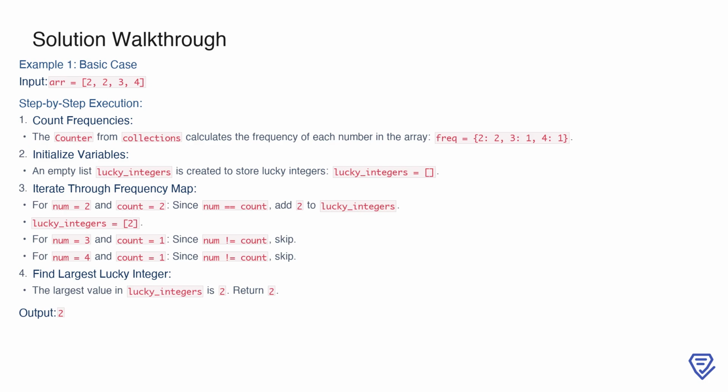Now, we iterate through each key value pair in the frequency map. For the number 2 with a frequency of 2, since the number equals its frequency, we add it to the lucky_integers list. For the numbers 3 and 4, their frequencies do not match their values, so we skip them. After completing this iteration, the lucky_integers list contains just 2. Finally, we identify the largest lucky integer in this list, which is 2, and return it as the output.